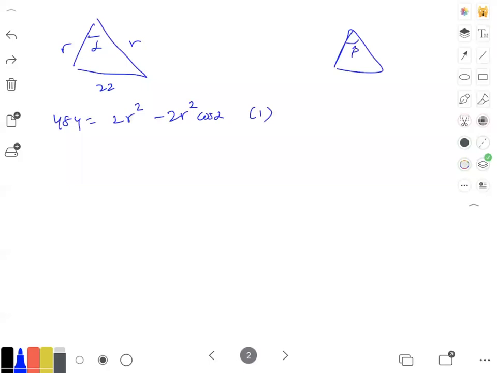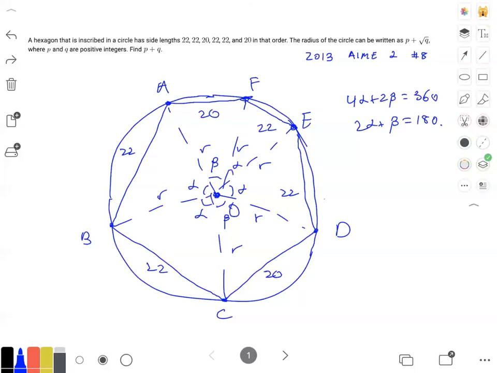So again, recall the triangle was R, R, 22, alpha. So 22 squared, 484, is equal to R squared plus R squared, which is 2R squared, minus 2R squared cosine alpha. And then the other triangle is beta, R, R, 20. So again, 400 is equal to 2R squared minus 2R squared cosine beta. But remember from our relationship, beta is 180 minus 2 alpha.